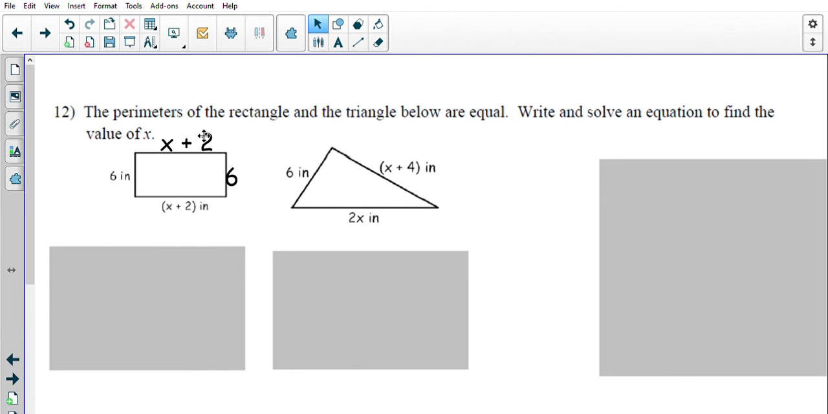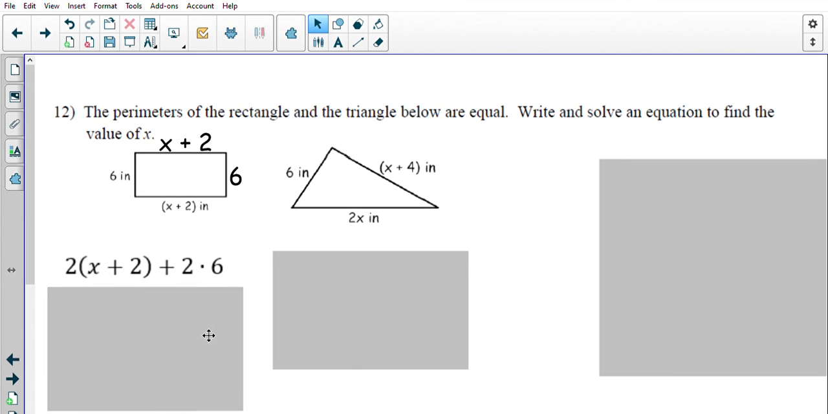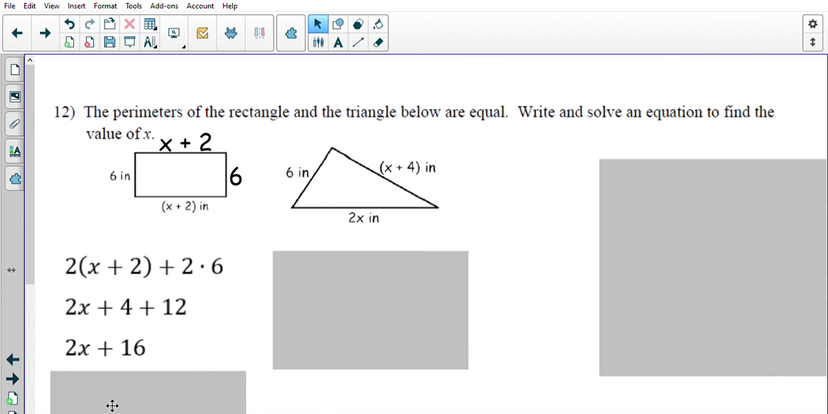So I did this as follows. I did 2 times the x plus 2, since I have 2 of those, x plus 2 in parentheses, and 2 times 6. 2 times in parentheses x plus 2, when I distribute, 2 times x is 2x, 2 times 2 is 4, and then the 2 times 6 is 12. Now, you could also do x plus 2 plus x plus 2 plus 6 plus 6. Eventually, it will simplify to 2x plus 16. 1x plus 1x, 2 plus 2 is 4, plus 6 is 10, plus 6 is going to be 16. So you end up with 2x plus 16. That's the perimeter of this rectangle.